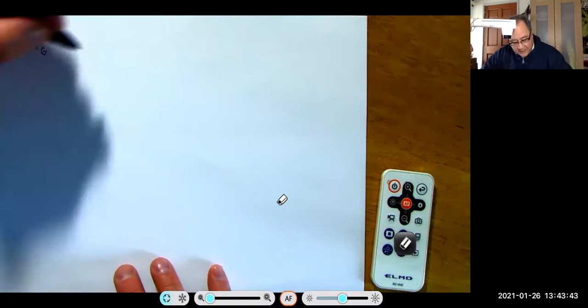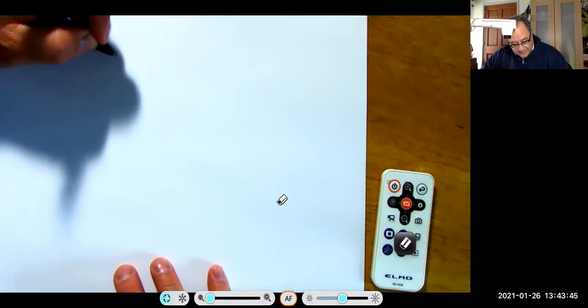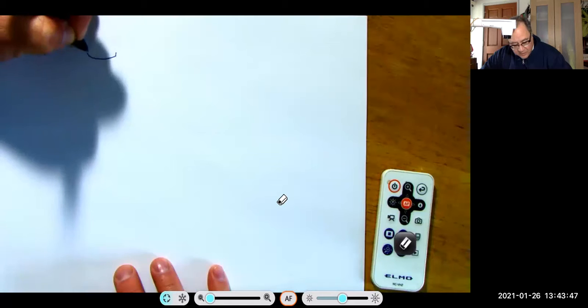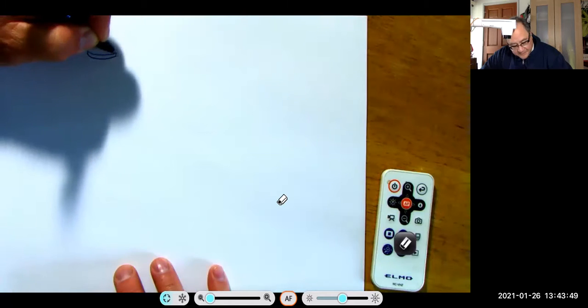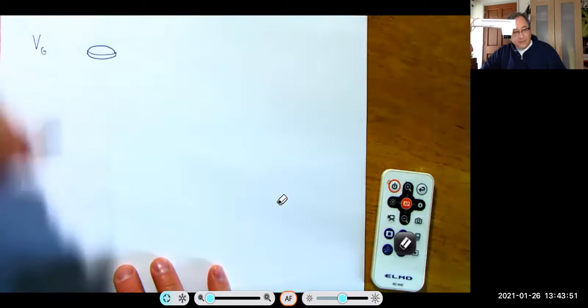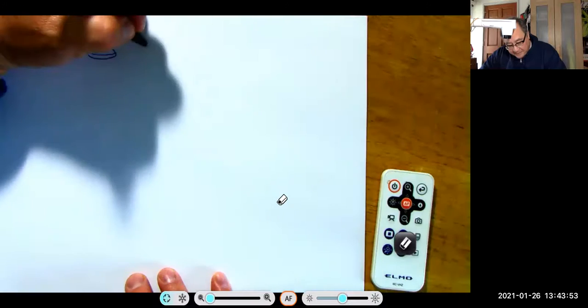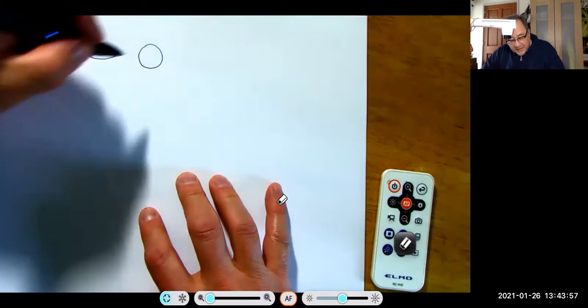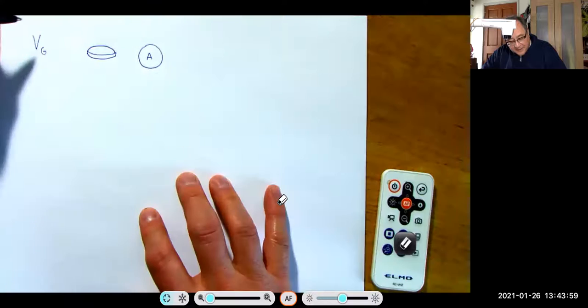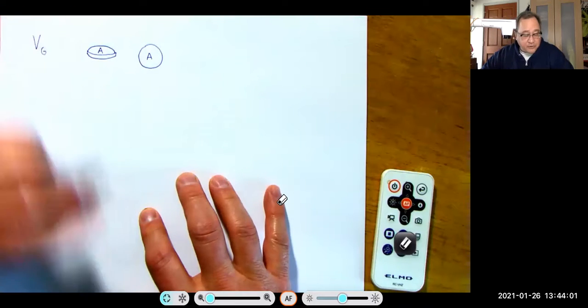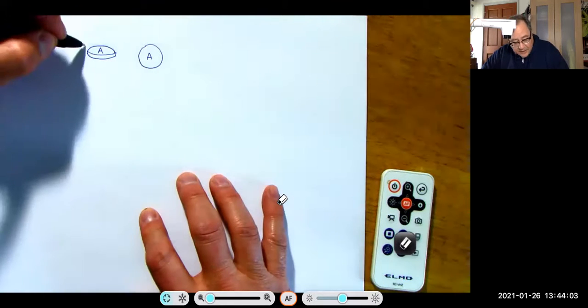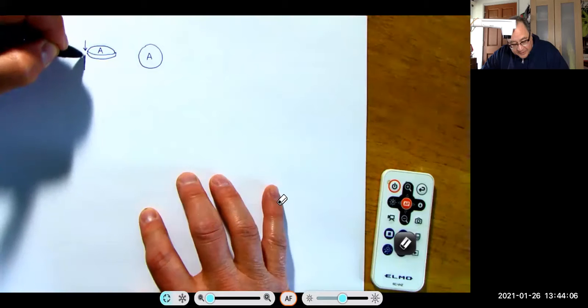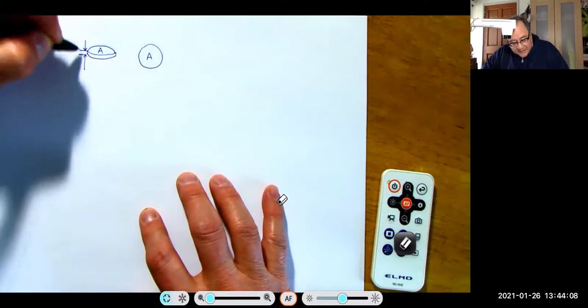So the penny looks like this from the side, and it looks like this from the top. So this is the area of the penny on the top, and this is the corresponding area in my other drawing. Here, this distance here is the height of the penny.